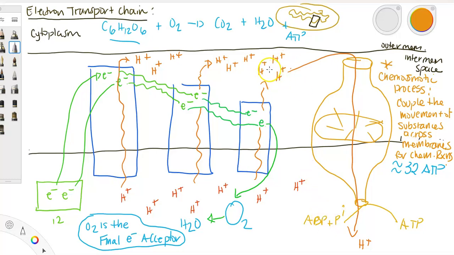All right, so that is cellular respiration. We looked at glycolysis, we looked at the citric acid cycle, brought the electrons over to the electron transport chain, and we made 32 ATP. Okay. All right. So now let's look at lipid metabolism.